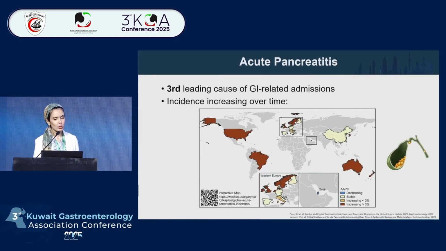So acute pancreatitis, we know, is the most common pancreatic disease worldwide, and it's actually the third leading cause of GI-related admissions in the US. And here you can see a figure from a systematic review and meta-analysis of 44 studies, which shows that the incidence of acute pancreatitis is increasing over time. Most of this is led by biliary pancreatitis.